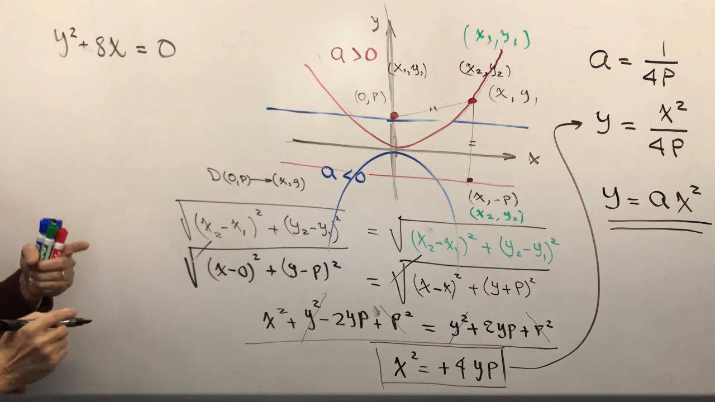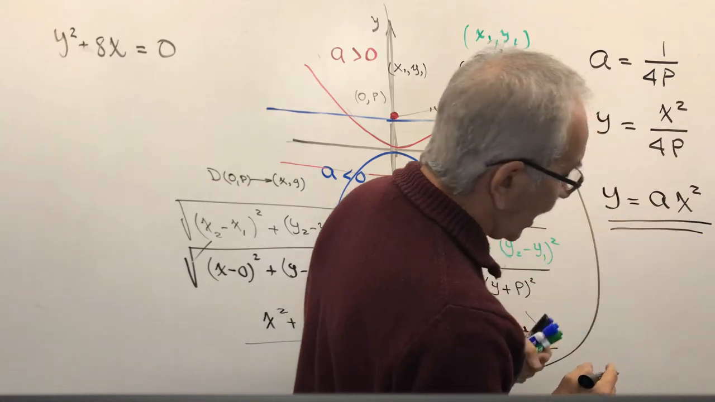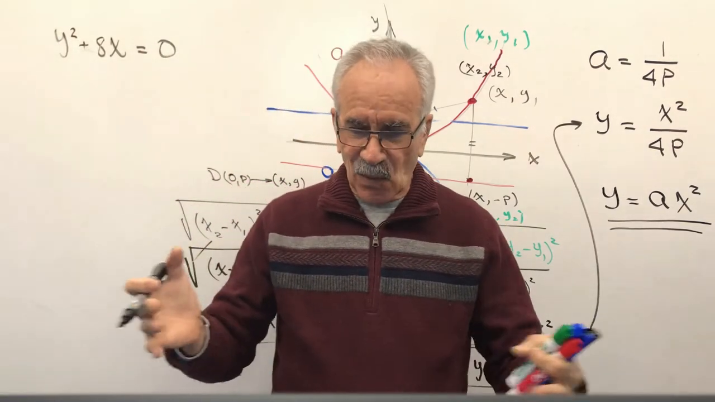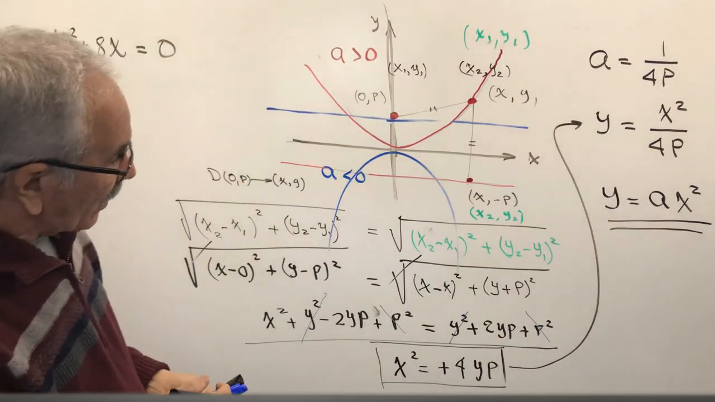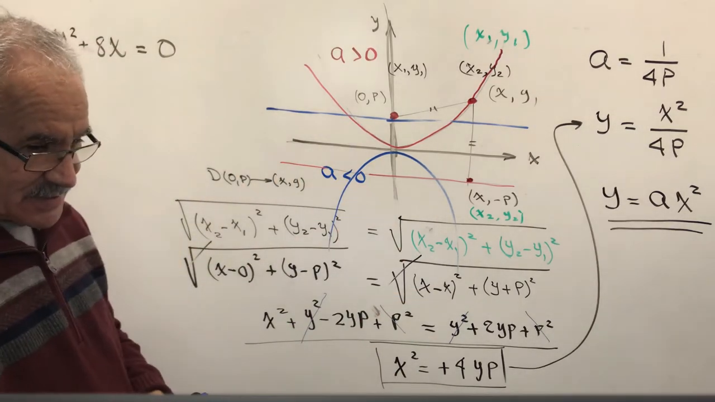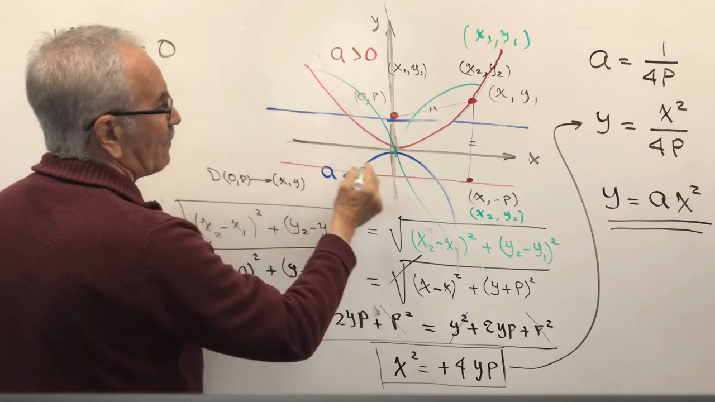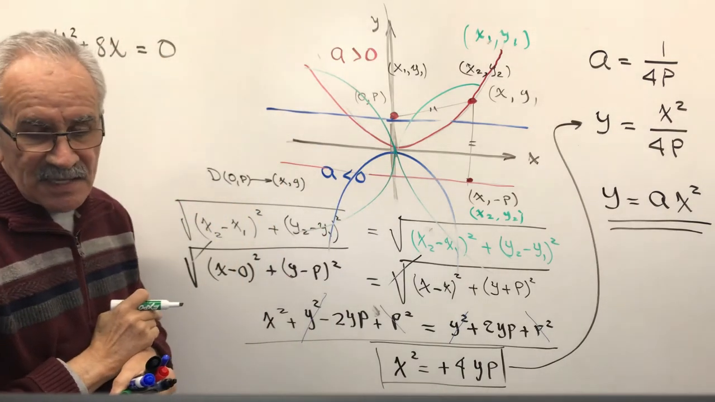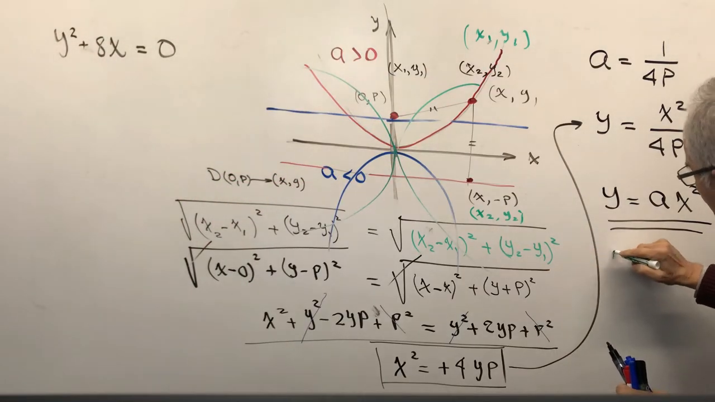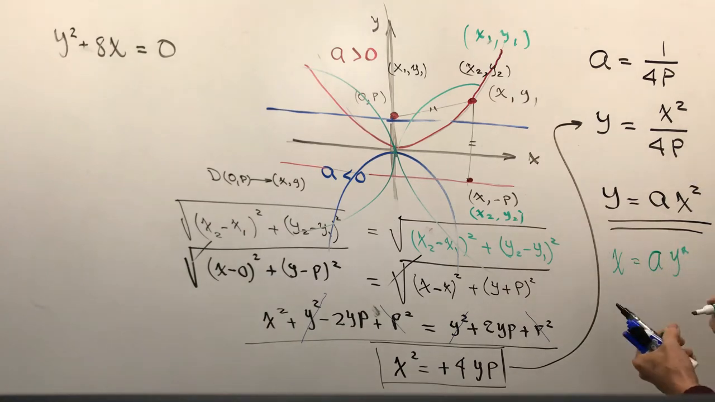So look, we developed y equals ax squared. And now I am giving you y squared and x. What happened? What happened is that I can perform exactly the same operation, considering that the parabola goes this way or this way. And in this case, I will get x equals a y squared.